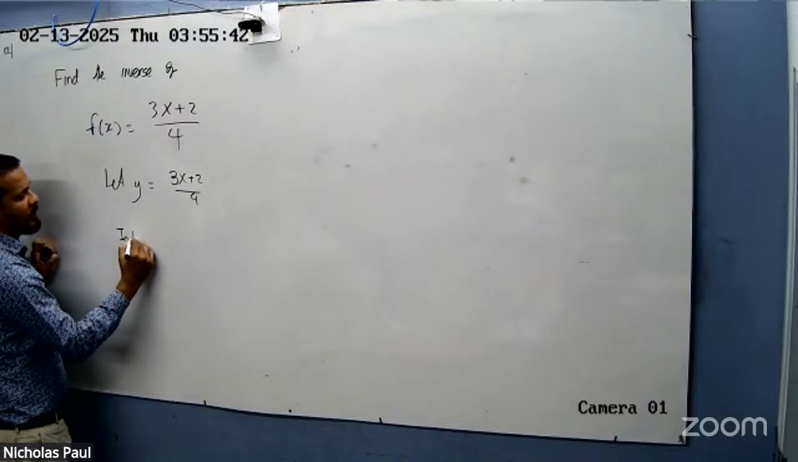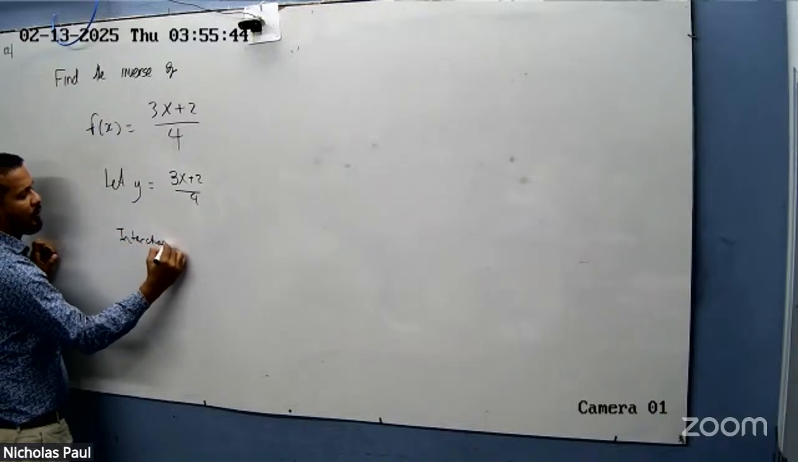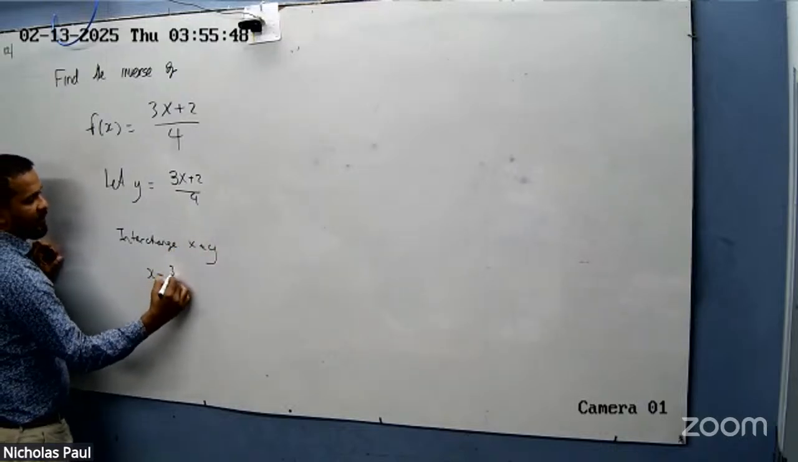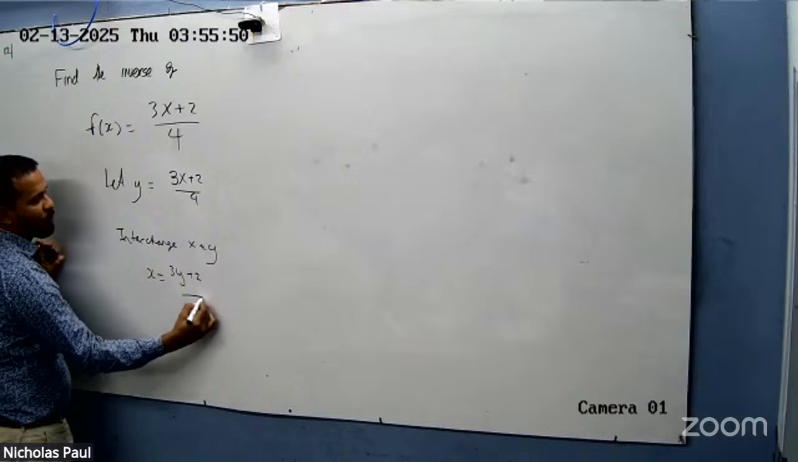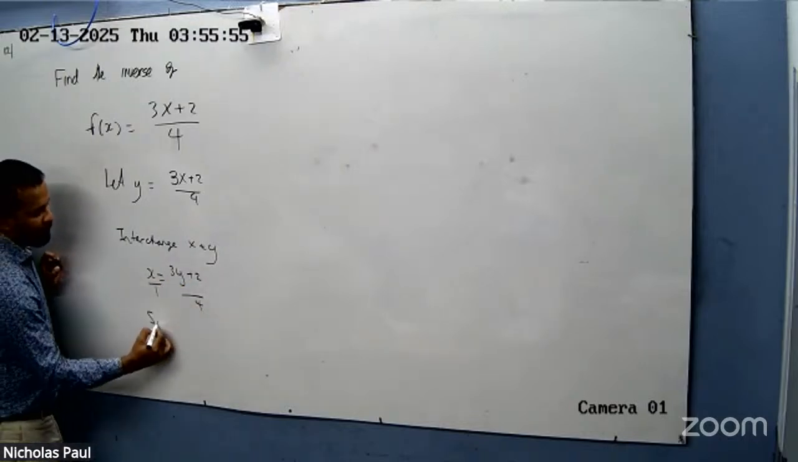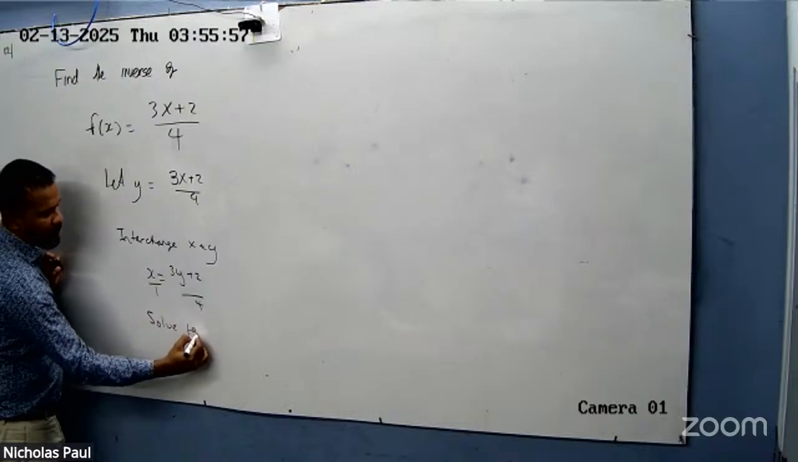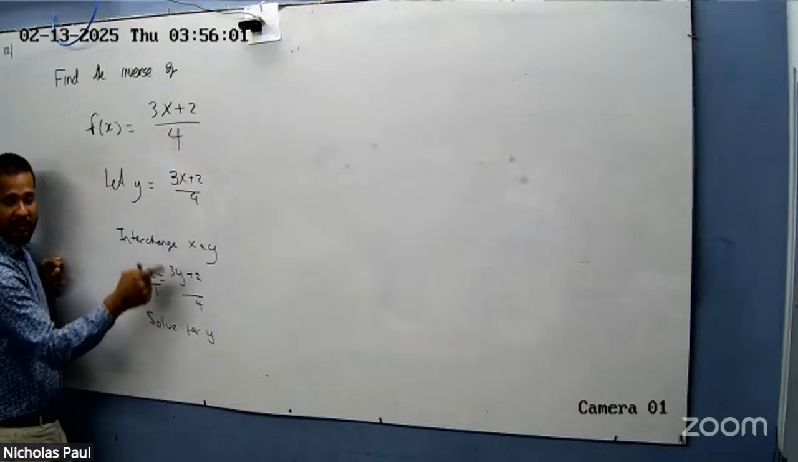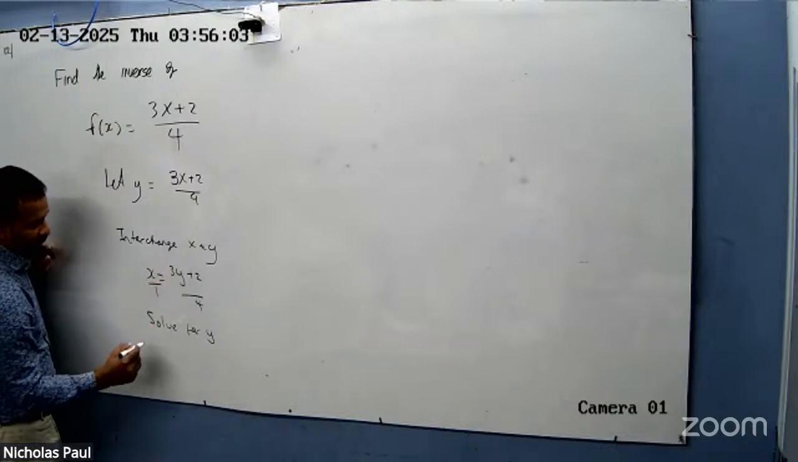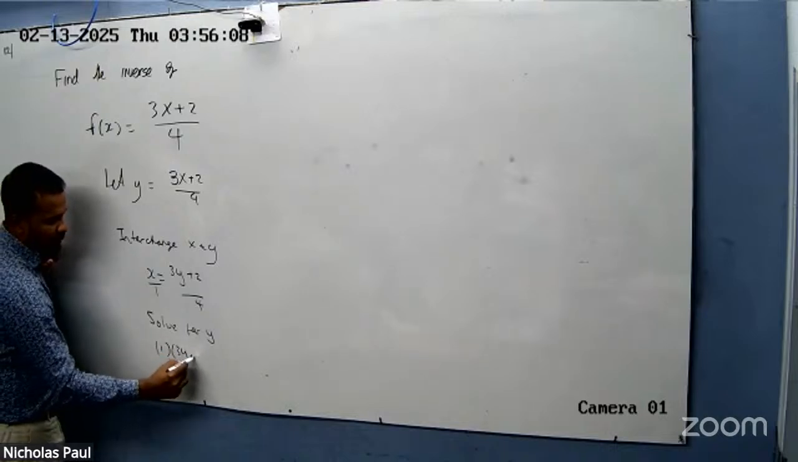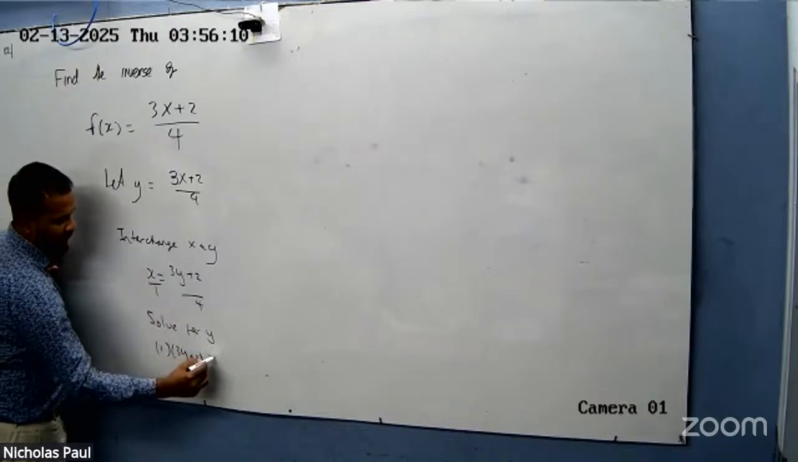Then when you reach here, we are going to interchange x and y. So we're going to get x is equal to 3y plus 2 all over 4. When you reach here, how do we solve for y? What you do again, two fractions equal sign. So you're going to cross multiply. So you're going to multiply 1 by 3y plus 2, 4 by x.